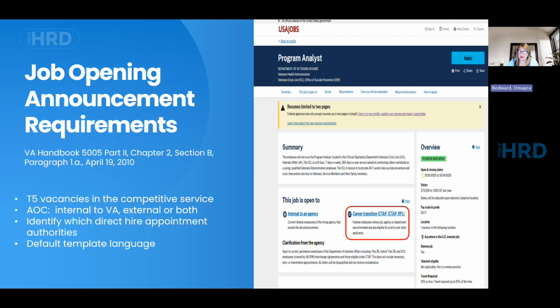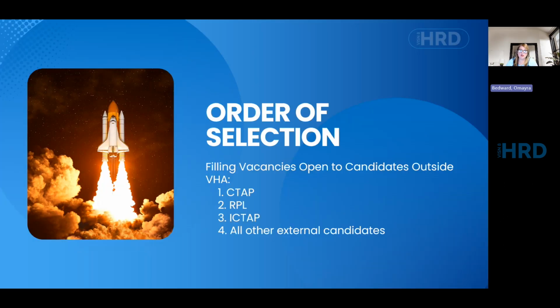And I remember that they used to check those for us, and if there was something that was altered, we would get contacted, we had to take it down, we had to correct it, and then we had to repost it again. So now, when it comes to terms of CTAP and ICTAP, there's an order of selection for filling vacancies that are open outside the VA. And it's on your screen. It's CTAP, the reemployment priority list, the ICTAP, and then come all of the external candidates.